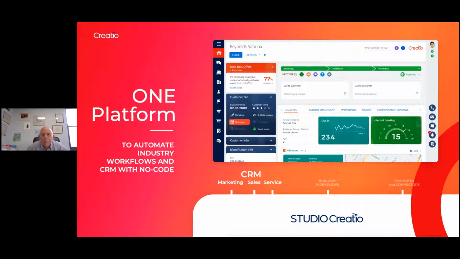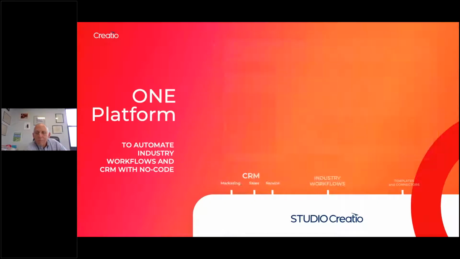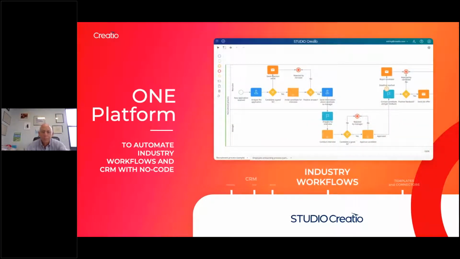Now, at the core of this, we have our CRM or our BPM Studio product. And BPM Studio is the low-code, no-code engine that runs everything else. On top of that, on our one platform, we have built our CRM tool for sales, service, marketing. You can find us listed on the Gartner Magic Quadrants for all of these pieces. We've also built a lot of industry-specific workflows.